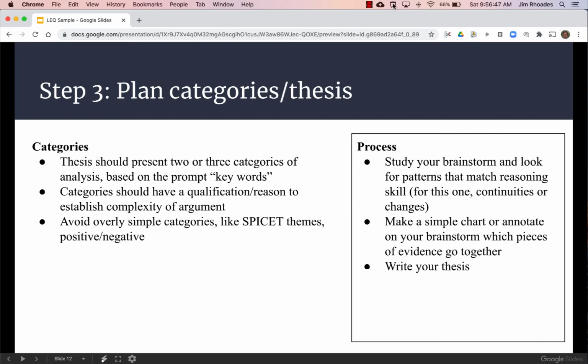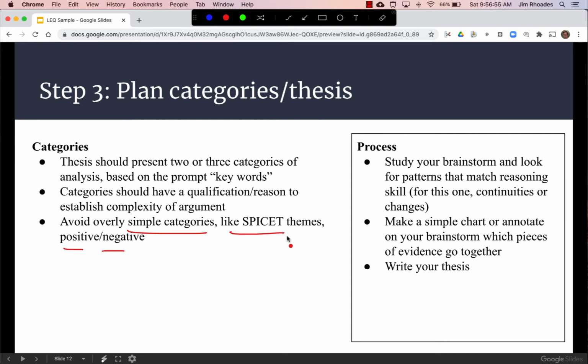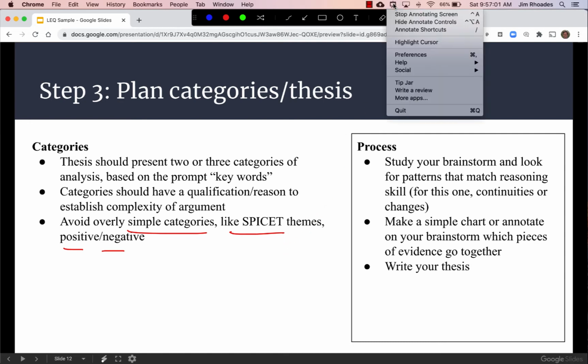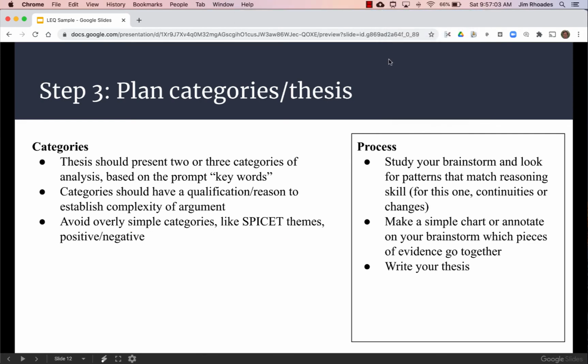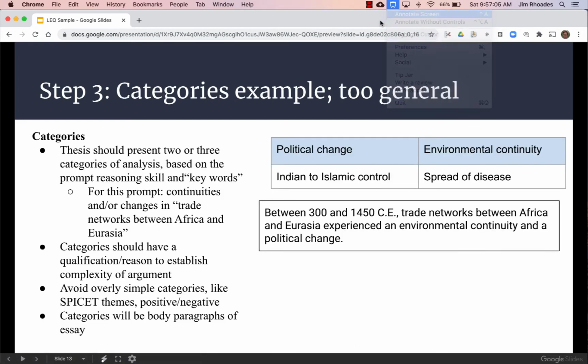One point we're going to make when I try to make my categories is to avoid overly simple categories, like there were good and bad effects, or there were political causes, or something like that. It needs to be based on an answer to the question more specifically than those kinds of general terms. And here's an example of that.